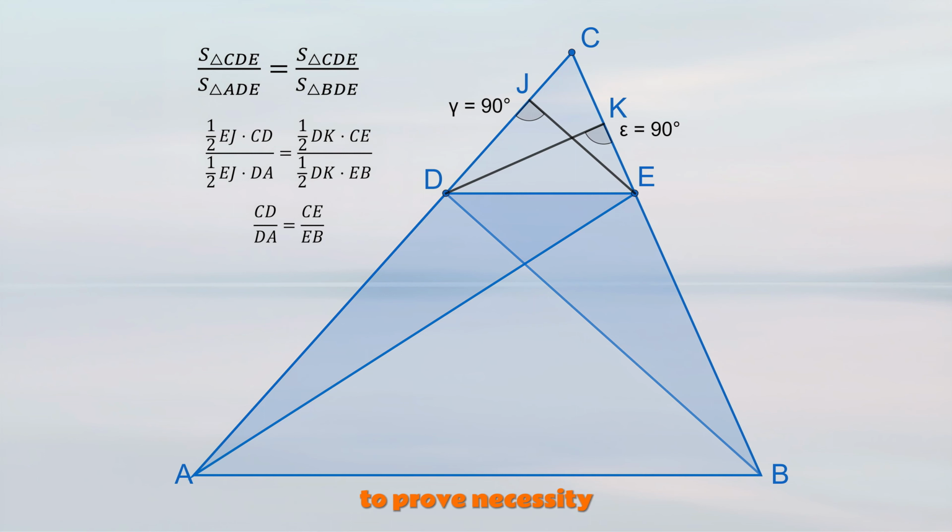To prove necessity, we just need to inverse the process. If CD divided by DA equals CE divided by EB, then triangles ADE and BDE must have equal area. Since DE is the common base, point A and point B must be of the same distance from DE. Therefore, DE is parallel to AB.